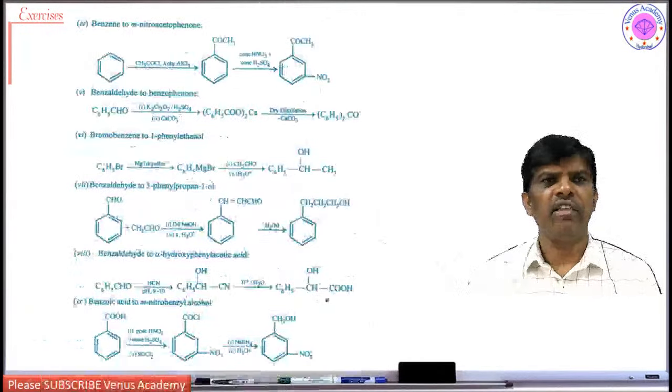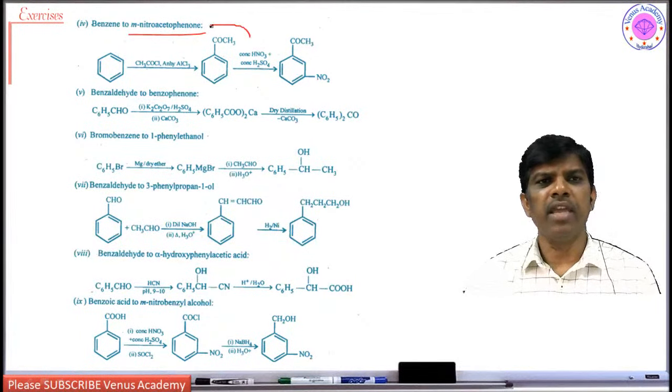Then further what they have asked, benzene to meta-nitroacetophenone. So first make acetophenone, students. Acetophenone upon nitration gives meta-nitroacetophenone. Ketones or aldehydes are meta-directing groups.